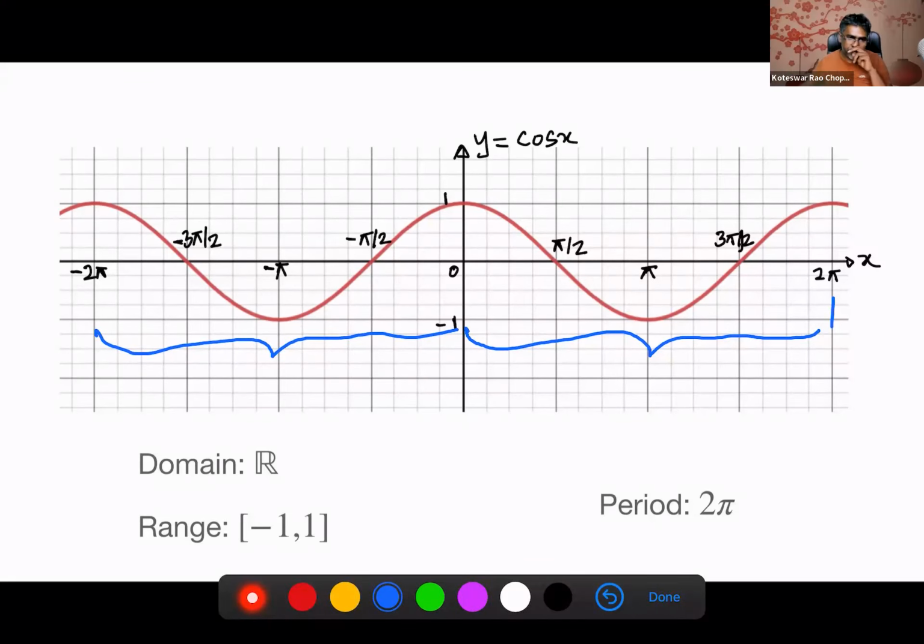I want you to appreciate these 3 things. First thing is the curve, and then what are the acceptable values, which gives you the domain, and the range, and the period.